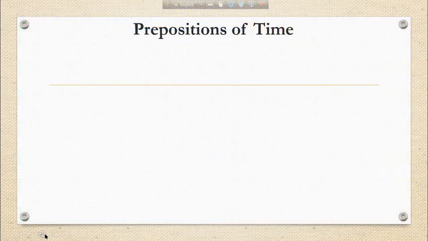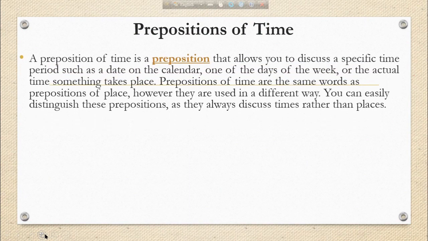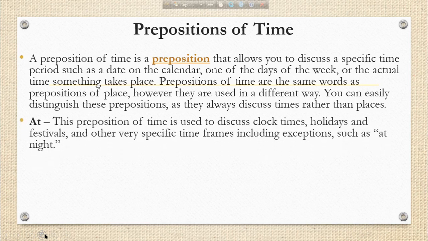So what are prepositions of time? A preposition of time is a preposition that allows you to discuss a specific time period, such as a date on the calendar, one of the days of the week, or the actual time something takes place. Prepositions of time are the same words as prepositions of place. However, they are used in a different way. You can easily distinguish these prepositions as they always discuss times rather than places.